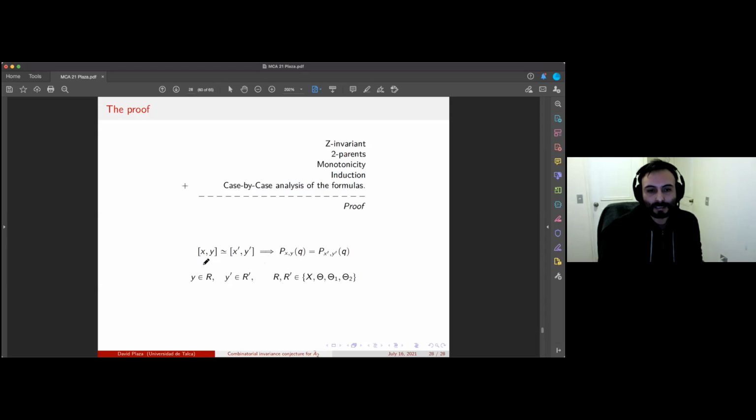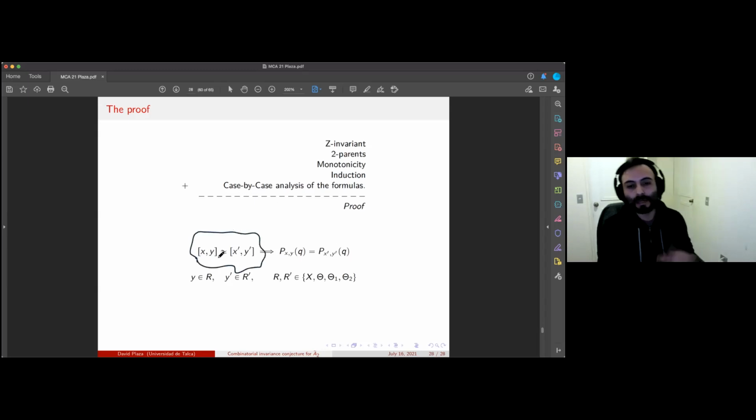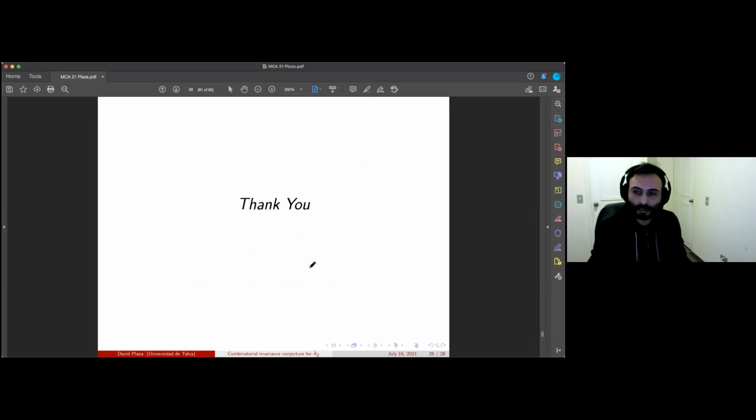By case by case, I mean we start with a pair of isomorphic intervals, and we need to consider different cases according to the location of y and y prime in the different regions we have defined previously. Of course, there are many technicalities in this analysis, but in the end, we were able to prove that in any case, if the intervals are isomorphic, we must have equality between the Kazhdan-Lusztig polynomials. And okay, that's all. Thank you.